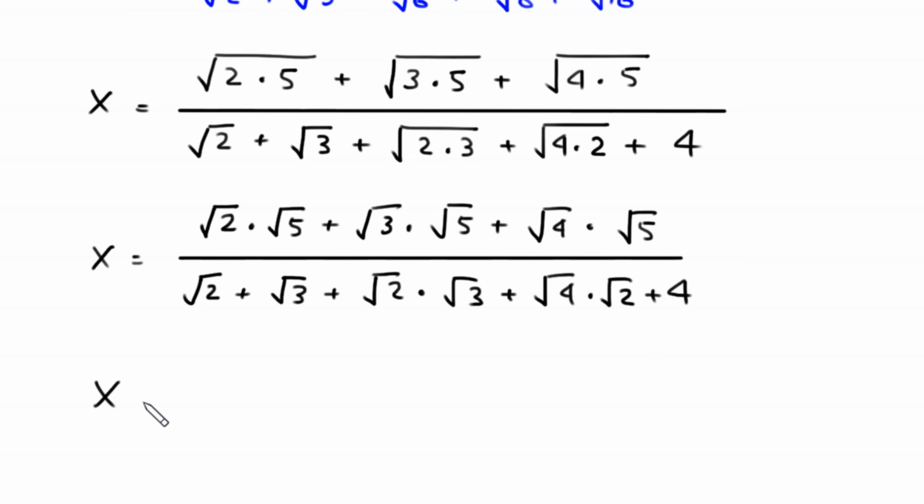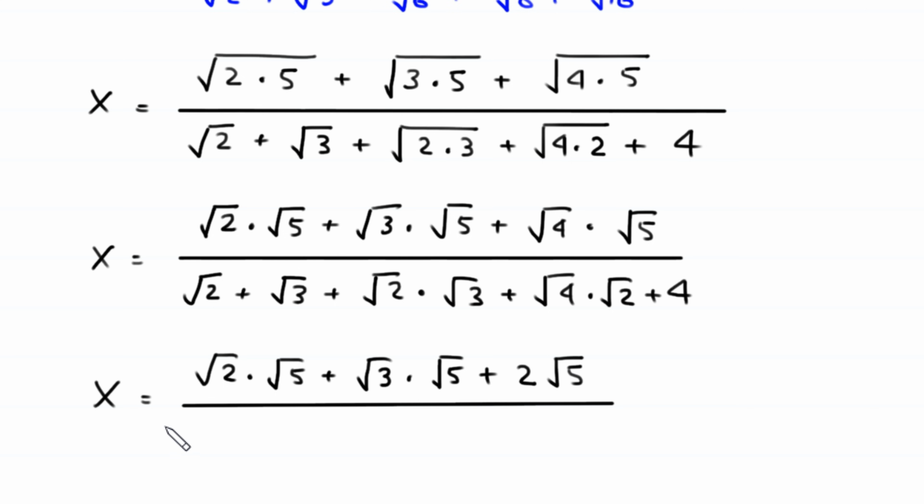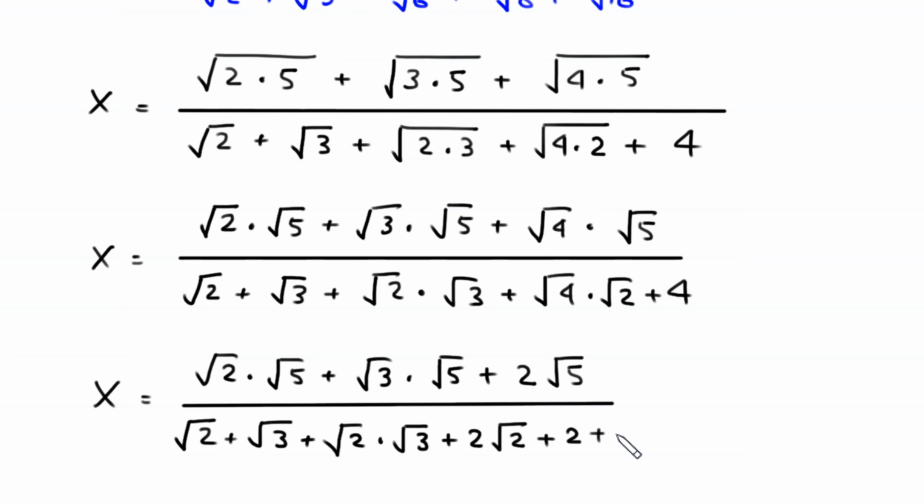Next, x is equal to root 2 times root 5 plus root 3 times root 5. This root 4 will become 2 times root 5 divided by root 2 plus root 3 plus root 2 times root 3 plus this root 4 will become 2 times root 2 plus this 4 can be written as 2 plus 2.